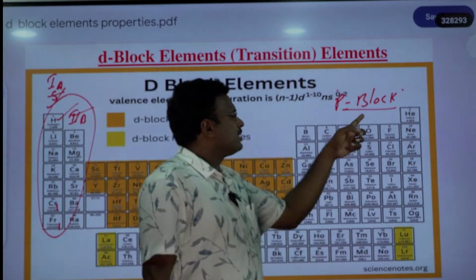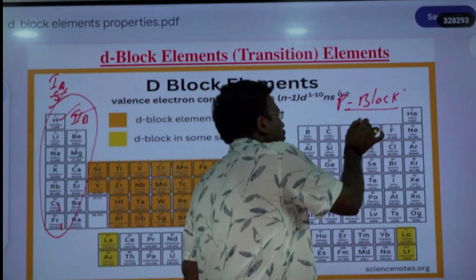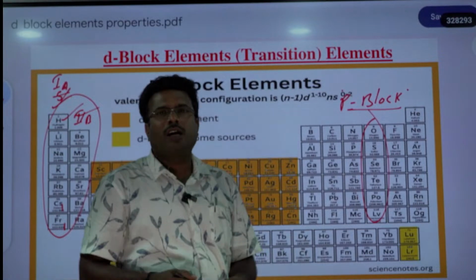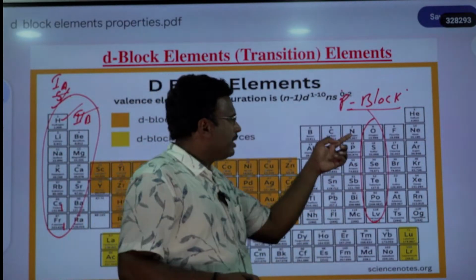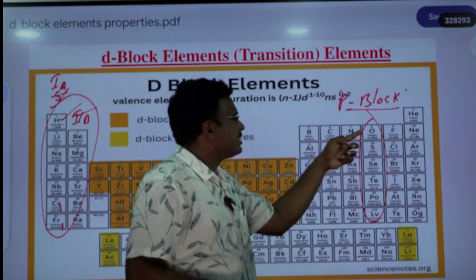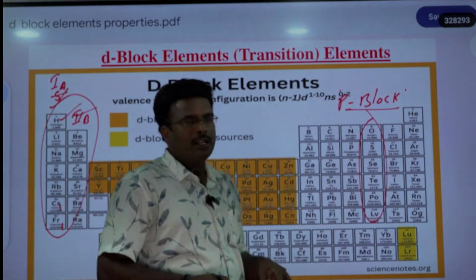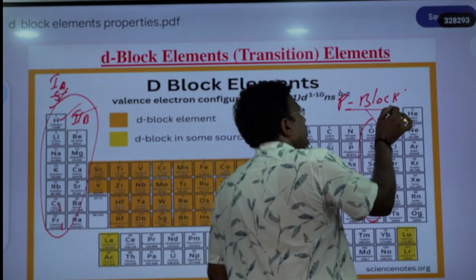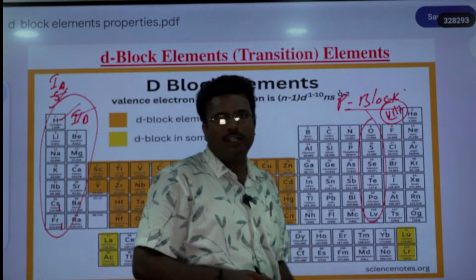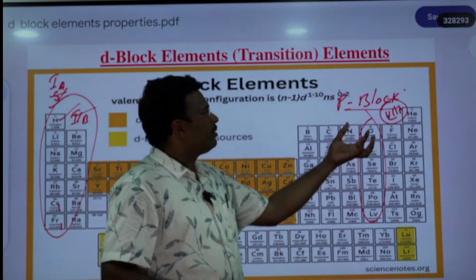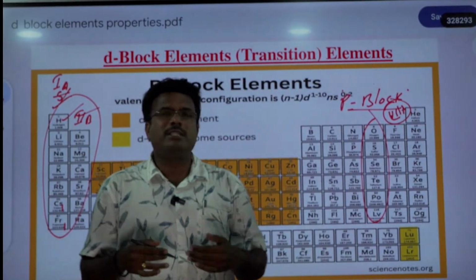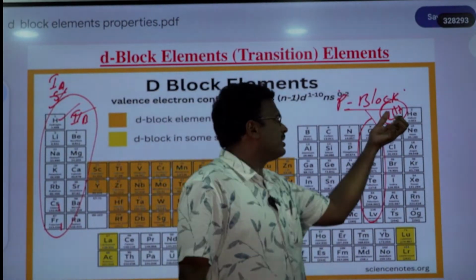The 6A group is very important in competitive exams. What is the name of this 6A group? These elements are called chalcogens. These elements are obtained from the ores of metals, that's why the name is chalcogens. Coming to the 7th A group elements, the most important thing, these elements are called halogens. These elements are obtained from sea salt, that's why the name is halogens.